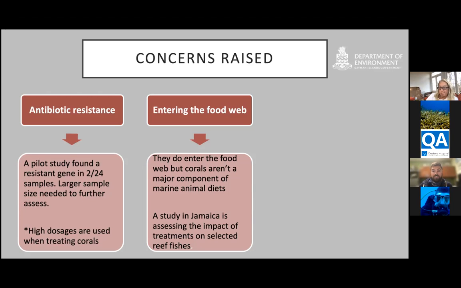And although this can be explored, we aren't doing any research about that. But there are people in Jamaica who are going to be assessing the impact of the treatments on certain reef fish species, probably the butterfly fish, because that's who we associate this disease with. So that is a concern, but we'll see what that study comes up with in time.